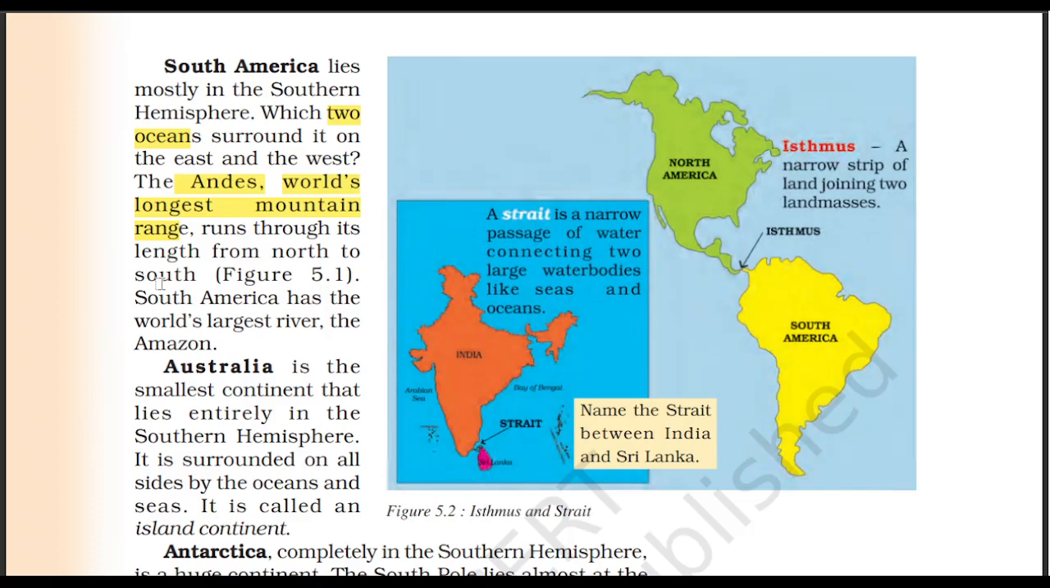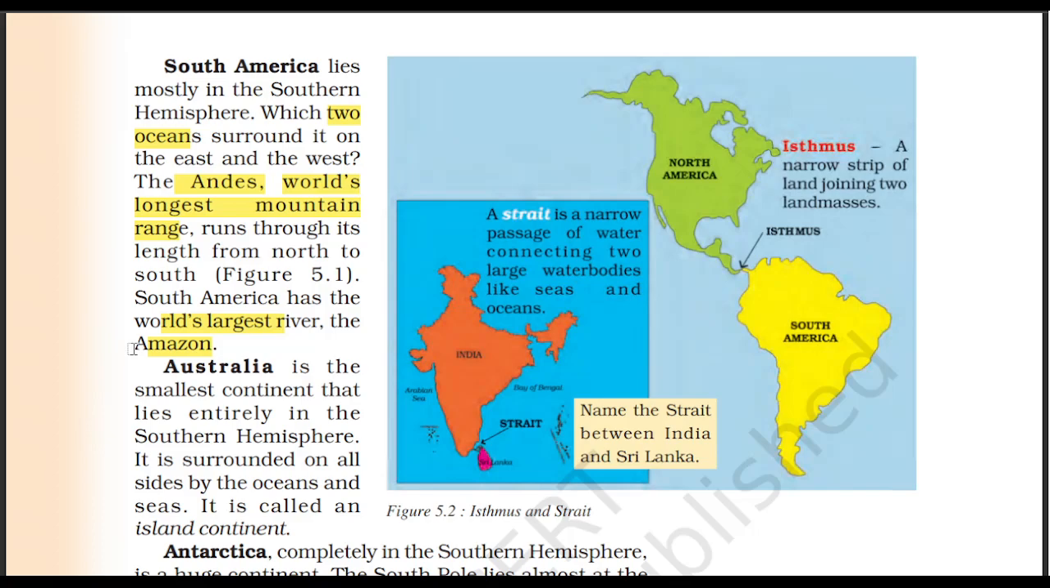Australia is the smallest continent and lies entirely in the southern hemisphere. It is surrounded on all sides by ocean and sea. It is called an island continent.